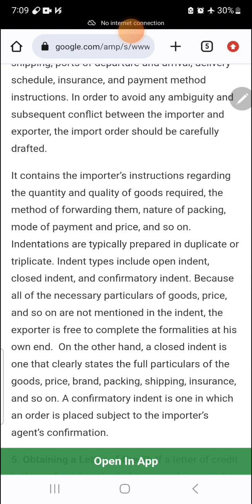Okay, so first time for me to encounter duplicate. We know that duplicate is like a copy, another exact copy, right? Duplicate or triplicate.